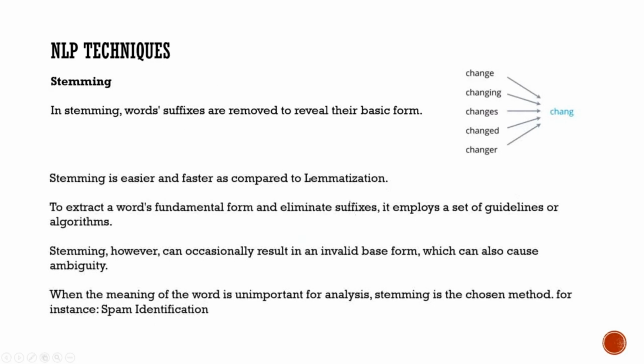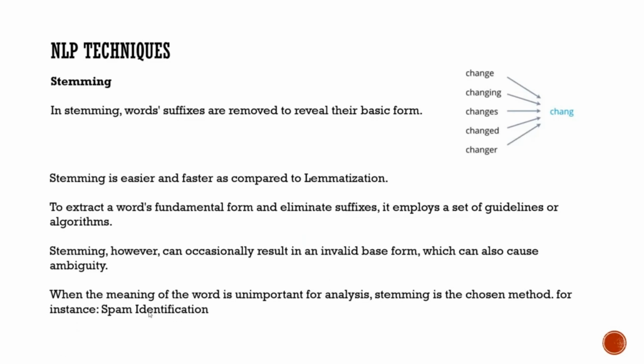If you look in more detail at stemming, you see that where you have something like change, changing, changes, changed, it gives you something like "chang". And it becomes very difficult for you to realize what the original word was. But it is easy and fast. That's about stemming. Mostly it is used where the word is unimportant, such as spam identification, where the word itself is not important.